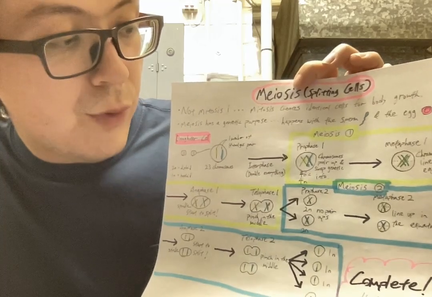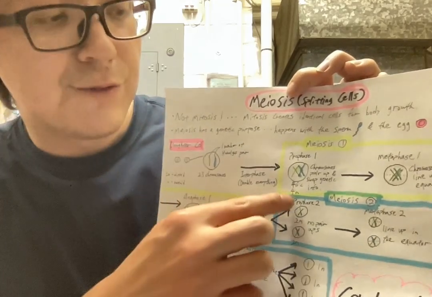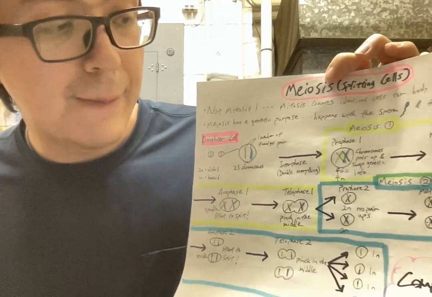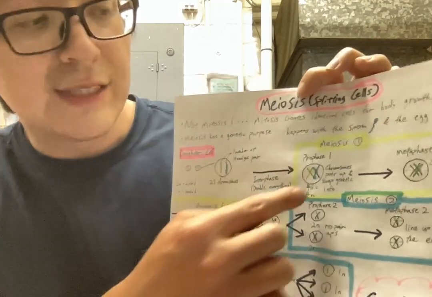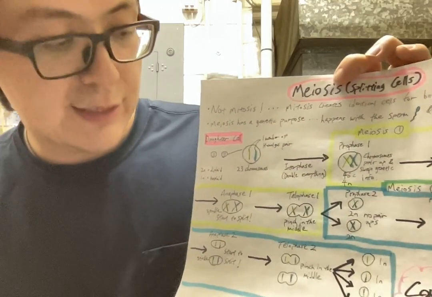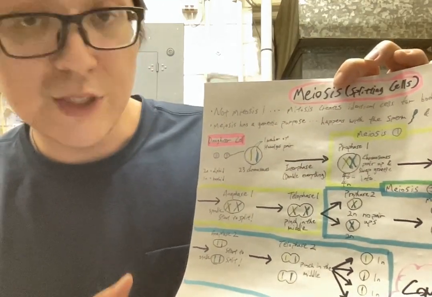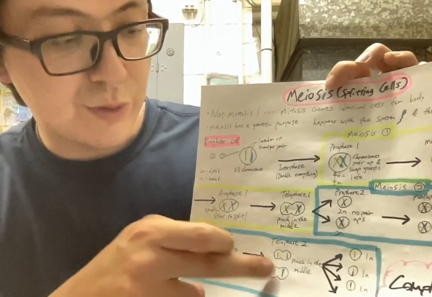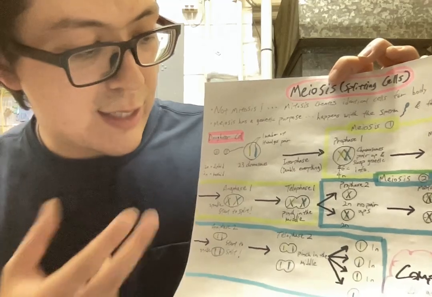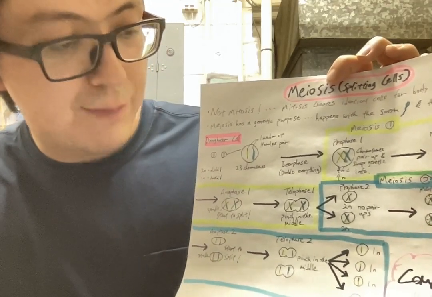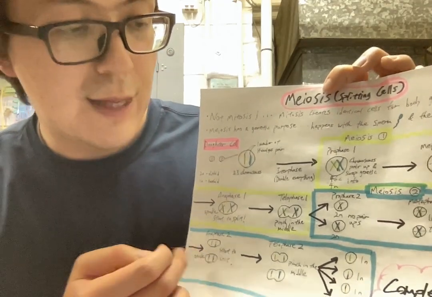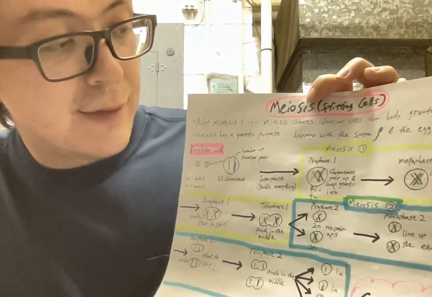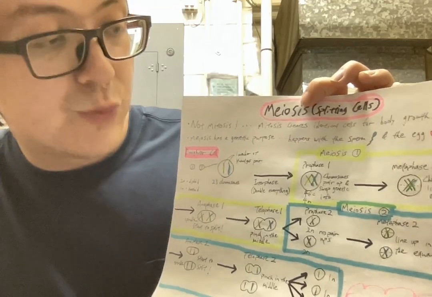This is where everything's doubled, 46 chromosomes, and it says 4N here. Basically it has two X's. An X is a diploid, which is 2N, and if it's just a single strand like this one, it's going to be a haploid, which is just 1N. So it's 4N in this case, in prophase 1.